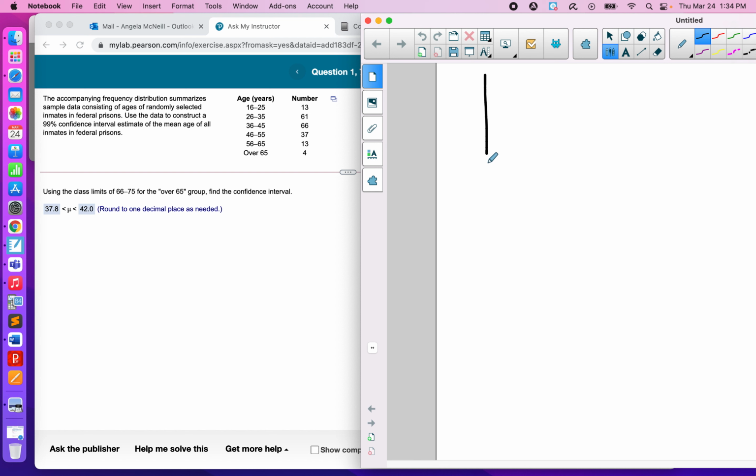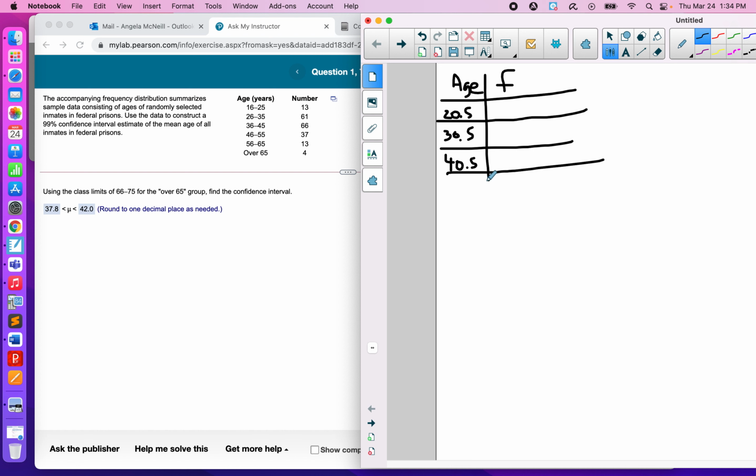So, of course, you've got your ages, and then we've got our frequencies. I'm going to go ahead and write down the midpoints for each one of these. The first midpoint is 20.5, and they're all going to be 10 away. So 20.5, 30.5, 40.5, 50.5, 60.5, and 70.5. That's all we've got here. It won't take me too long to write these down. I'm an old lady. All right, and 70.5 for the last group, over 65.